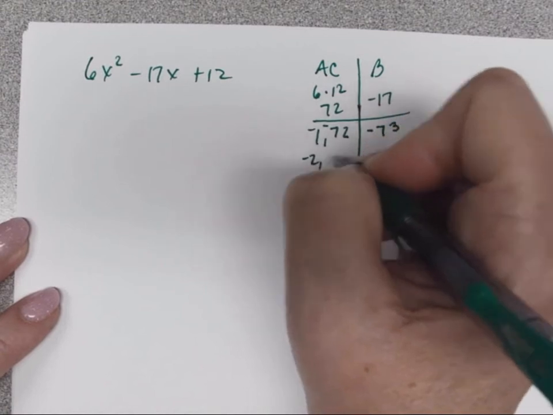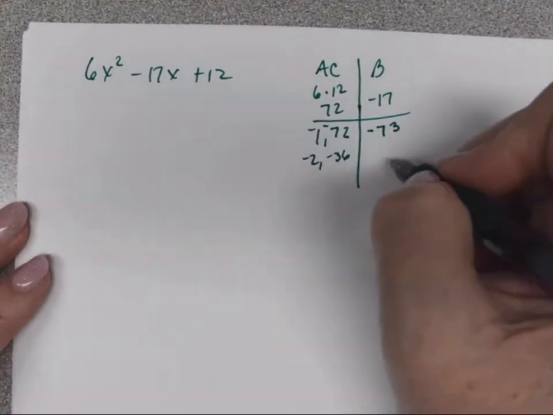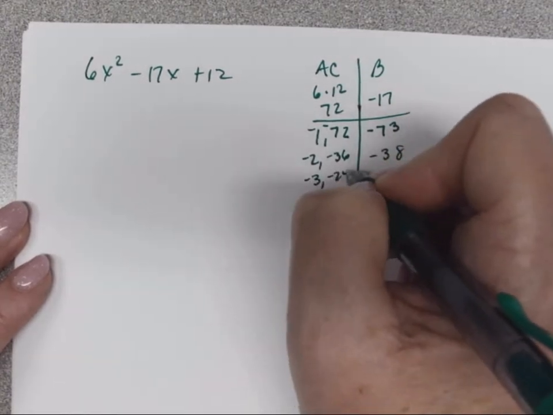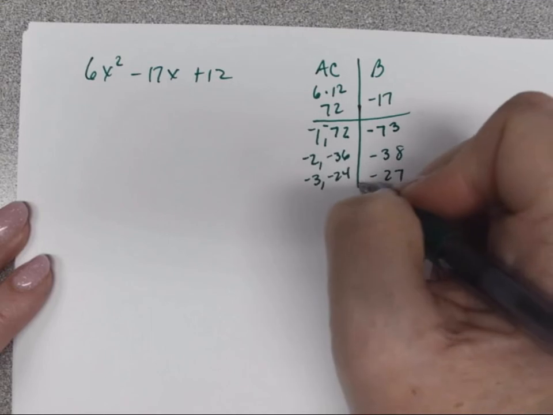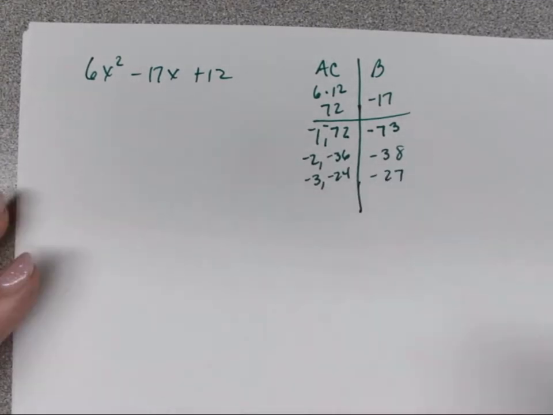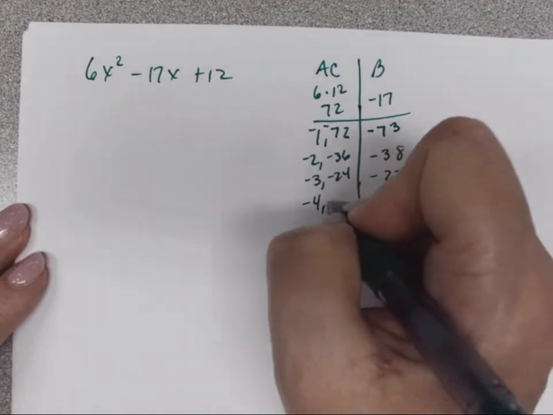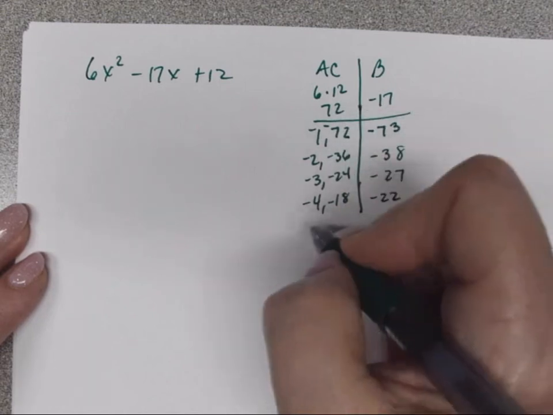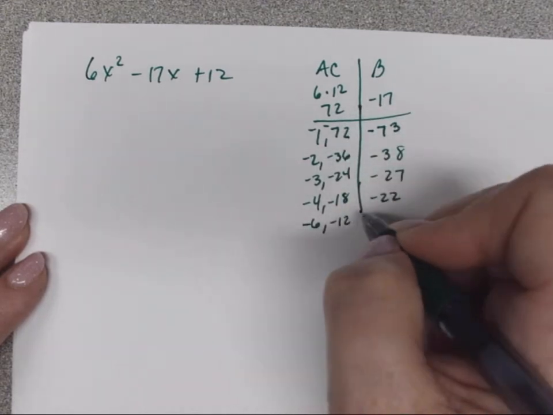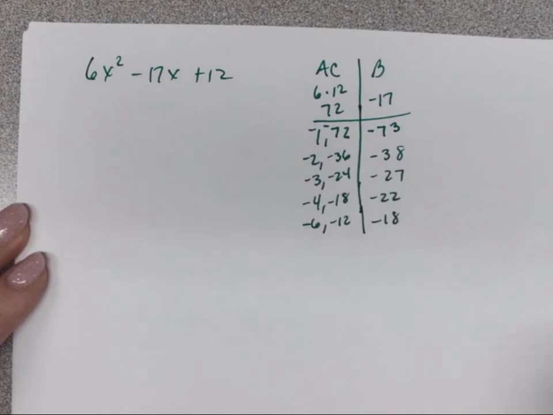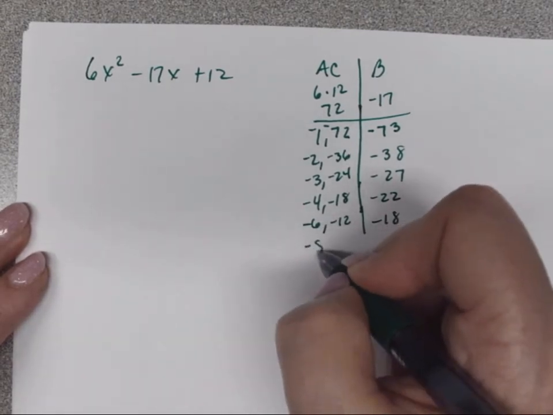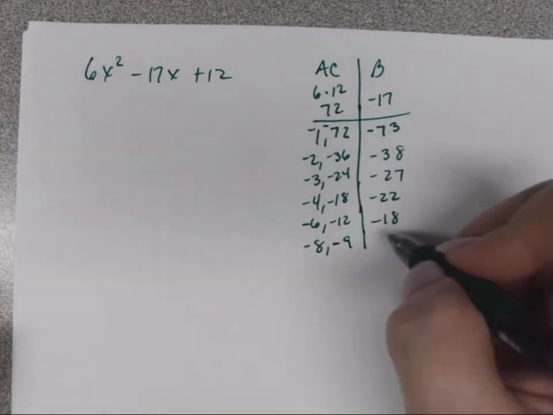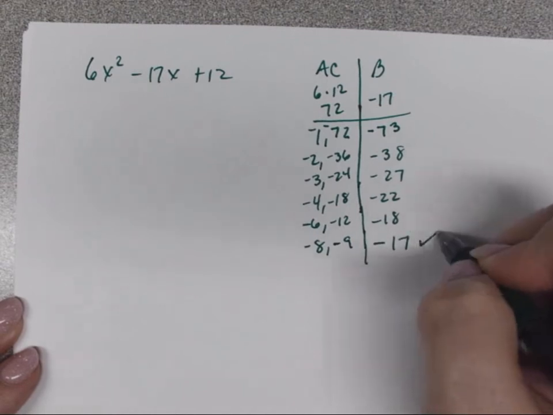72 divided by 2 will get me 36. When I add those, I get negative 38. It divides by 3. I get negative 3 and negative 24, which will get me negative 27. I'm not there yet, but I'm getting closer to the right number. Negative 4 times negative 18. When I add those, I'll get negative 22. It doesn't divide by 5, but it divides by 6, so negative 6 and negative 12 will get me negative 18. Doesn't divide by 7, but negative 8 times negative 9 gets me the 72, and when I add them, I get negative 17, which is what I'm looking for.